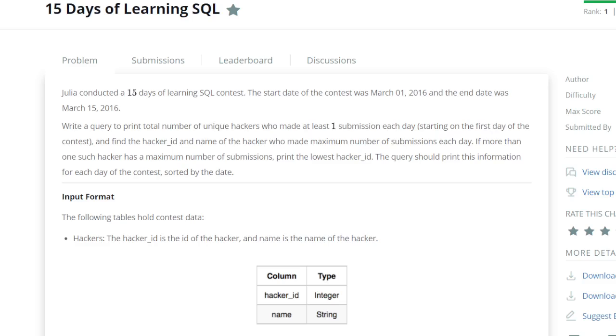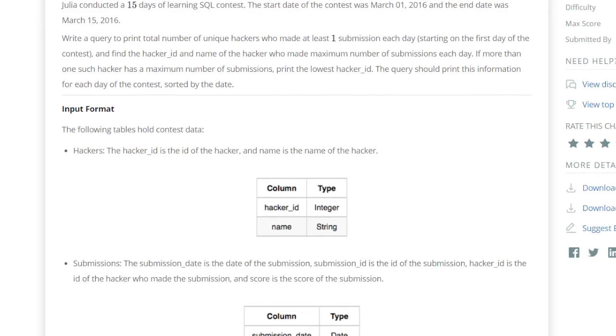Today we are going to solve another SQL problem from HackerRank website. And the name of this problem is 15 Days of Learning SQL. And today is our day 43 of 100 days of SQL challenge where I will be solving one question each day. And I hope you guys are also solving one question with me to practice SQL. And this is a hard level SQL problem. So let us first read the problem and then solve that.